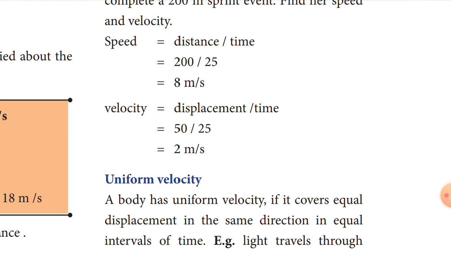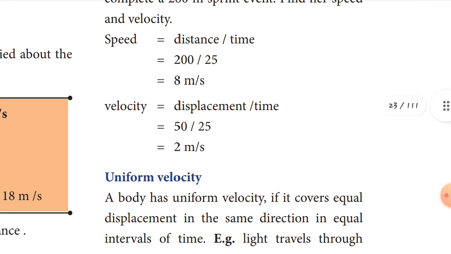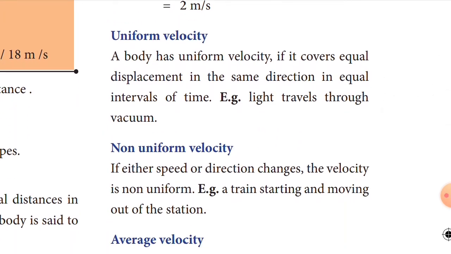This is clear to you, children? Yeah, it's a very simple problem, okay? And the velocity is also classified. There are 3 major types, children. One is uniform velocity, non-uniform velocity, and the third one is average velocity. Here, the uniform velocity. What is uniform? Uniform means taking the same interval of time. A body has uniform velocity if it covers equal displacement in the same direction in equal intervals of time.